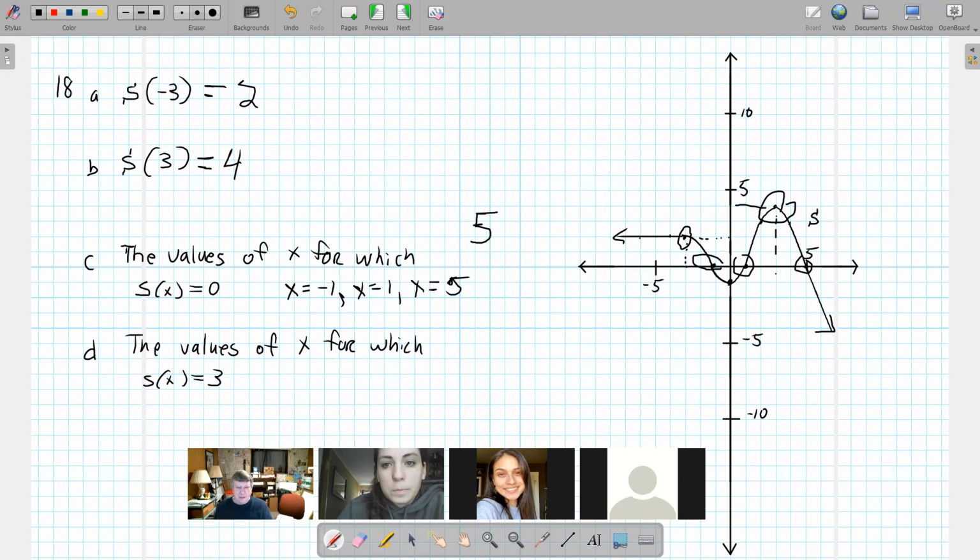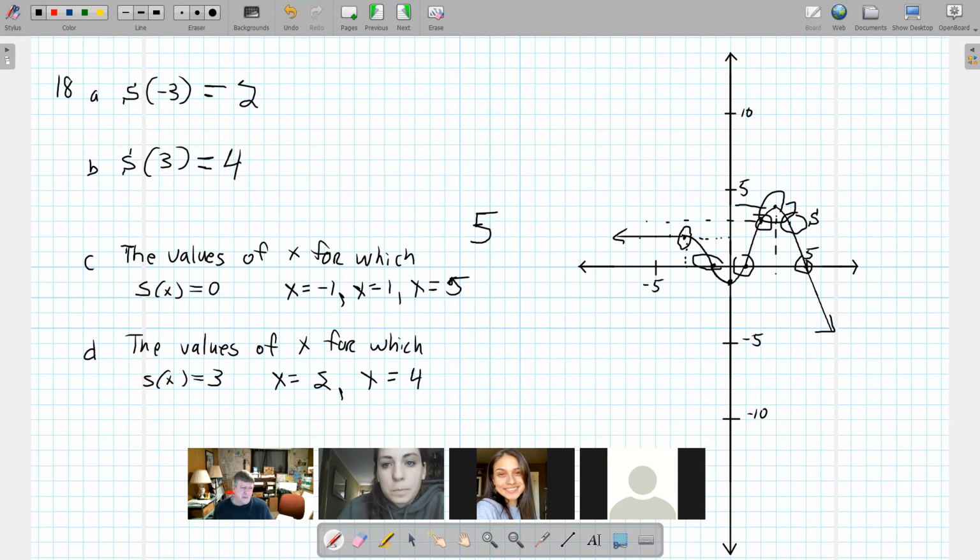Oh, well, anyway, okay. Next question, the values of x for which s of x is 3. So where is s of x equal to 3? Right there and right there. What's the x value for that first point? 2. And the second point? 4. Right.